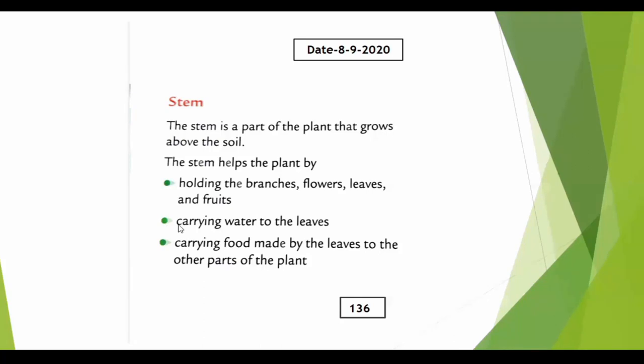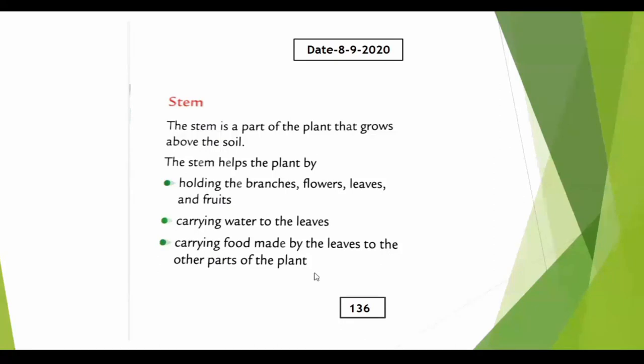What does it do? The stem will take water and minerals from the root and pass them on to the leaves. That's what it is saying. Carrying water to the leaves. Then once the leaves finish preparing the food, what will the stem do again? Carrying food by the leaves to the other parts of the plant. Understood? I repeat, carrying food by the leaves to the other parts of the plant.